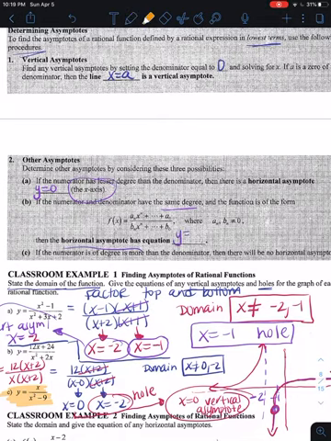If you notice here, they both have x to the nth power. Whatever that n is, n can be any integer value. Your answer is going to be a over b. You just take the coefficient of the top of the fraction and the coefficient of the bottom of the fraction, and that's the equation of your horizontal asymptote. These are called the leading coefficients.